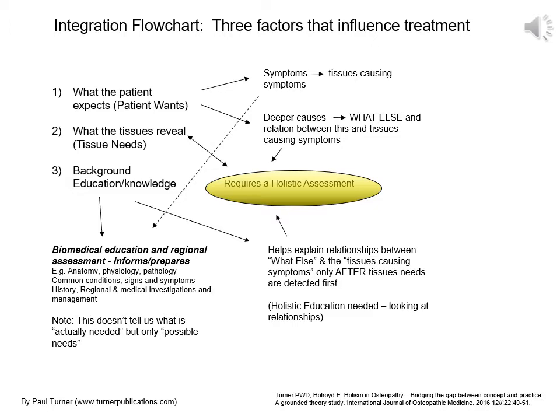How does it help? Well, once you've actually found what's really going on in the person through a good assessment, both holistically and regionally, it helps you to explain the relationships between what else is happening and the tissues causing symptoms. Does that make sense? So it doesn't tell you what's happening, but it helps you to explain the relationship. Okay? After you've assessed tissue needs, after they're found first. So either way, holistic education requires looking at relationships.